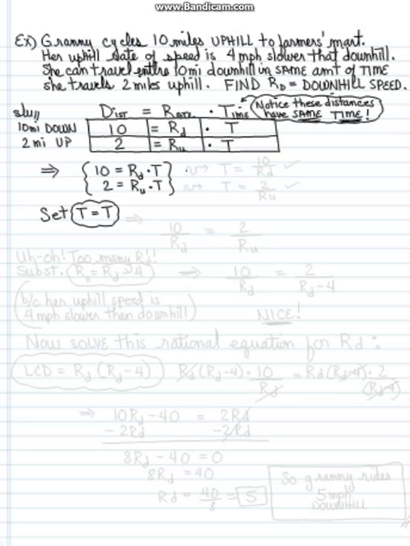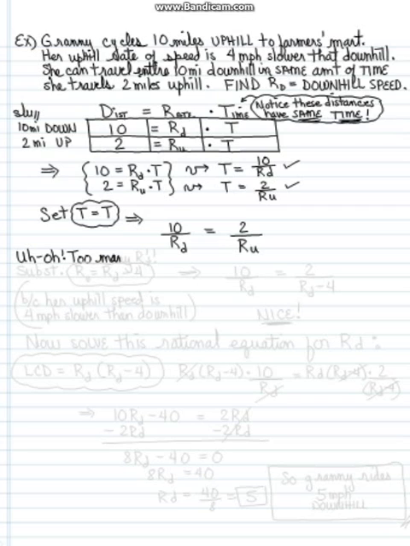Get t alone. For both of them, I'm going to divide both sides by the r's to get t by itself. The reason I'm doing this is because these t's are the same values. Okay, the time for the 10 miles downhill is the same as the time to ride the 2 miles uphill. So we're going to set the t's equal to each other. 10 over r sub d equals 2 over r sub u.